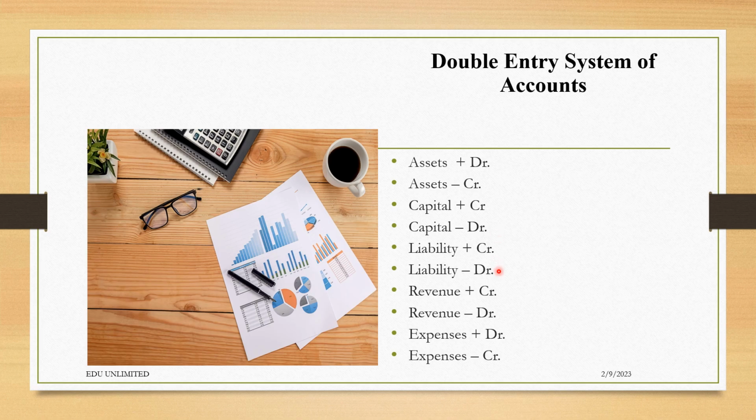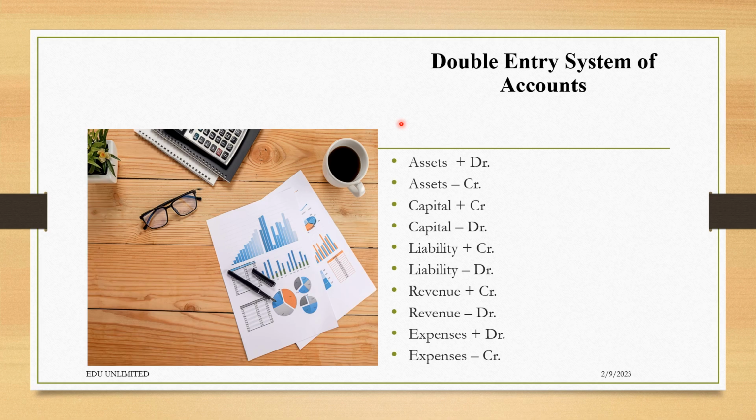For revenue, we would credit the account if we want to increase revenue, and we would debit the revenue account if we want to decrease revenue. To increase expenses, we would debit the expense account, and to decrease expenses, we would credit the expense account. These are some vital frameworks, a vital foundation of how one can master the double entry system of accounts.